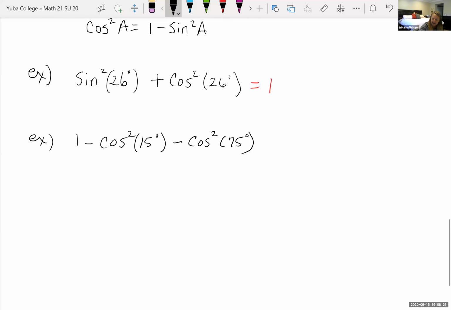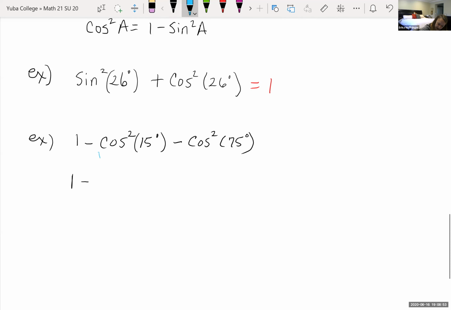I noticed that either the cosine squared of 15 degrees could be written in terms of sine squared using that complementary angle, or I could do the same thing using the cosine squared of 75 degrees, rewriting that with sine using the complementary angle. So either one would work. Let's just do the first one.